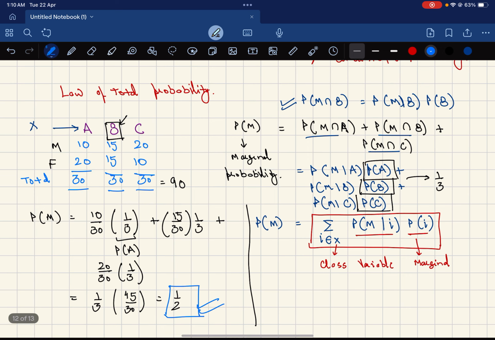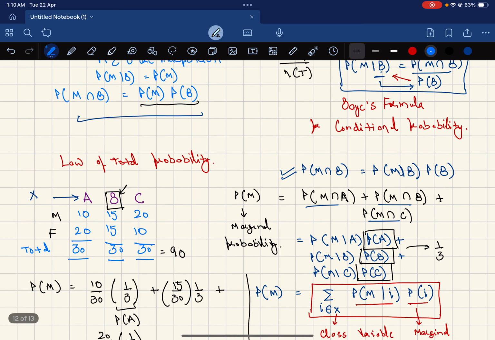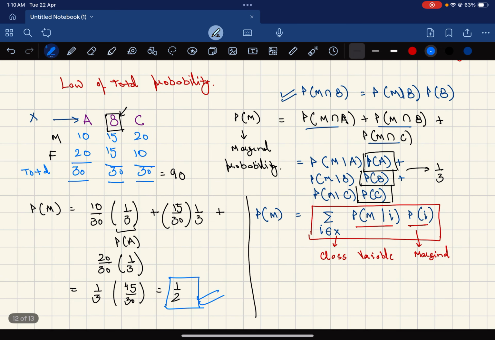So this is how we can use the law of total probability to get the total probability of a particular event, given that we already have the conditional probabilities for that event on the other variable. So this is how we apply the law of total probability.